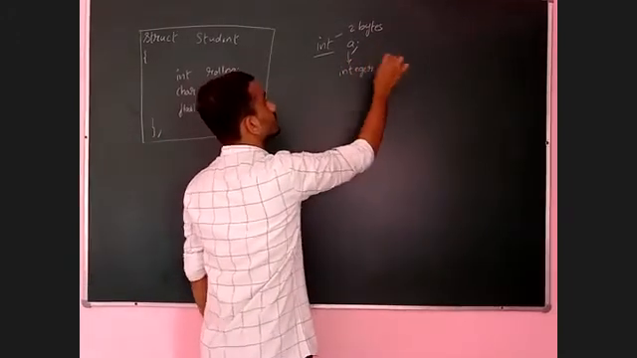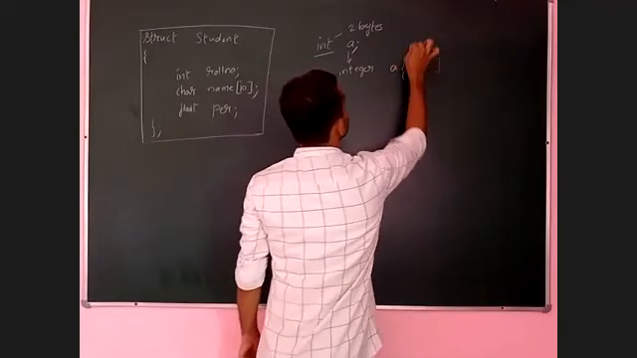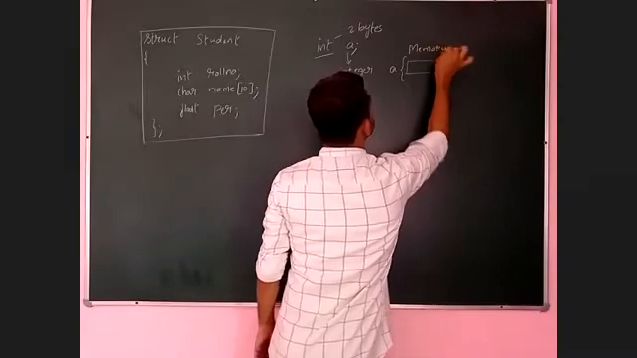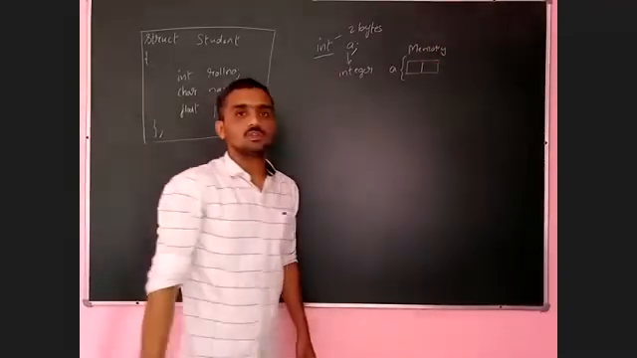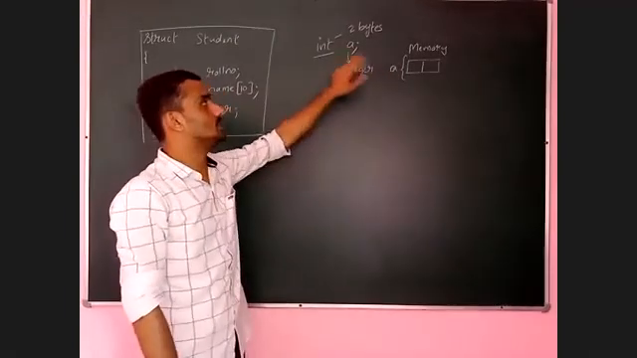Okay, now I can write the memory representation like this. This is variable a, and this is the memory representation: 2 bytes of memory. So this is how internal operations happen when we declare the variable.